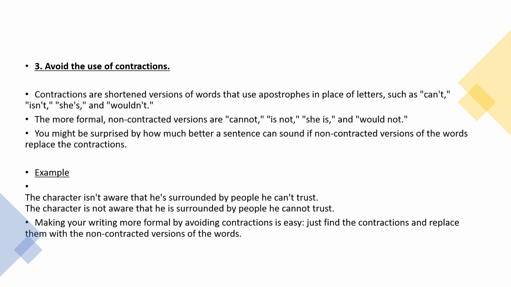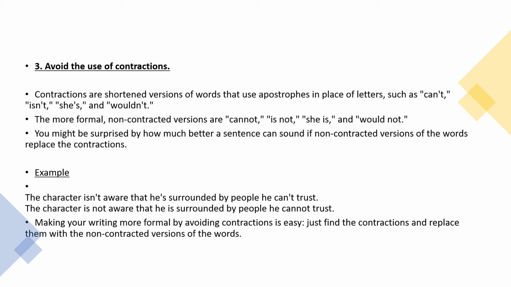The third rule is avoid the use of contractions. Basically, contractions are shorter versions of words that use apostrophes in place of letters, such as can't, isn't, she's and wouldn't. The more formal non-contracted versions are cannot, is not, she is and would not. You might be surprised by how much better a sentence can sound if non-contracted versions of the words replace the contractions. For example, "The character isn't aware that he's surrounded by people he can't trust."